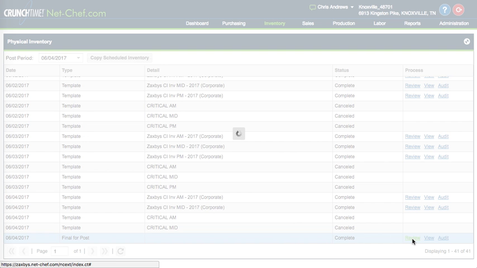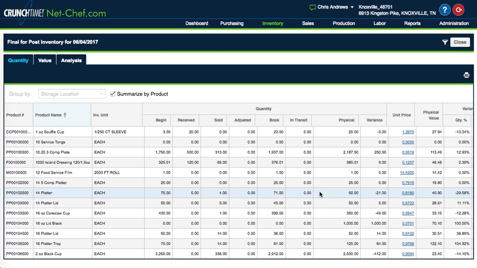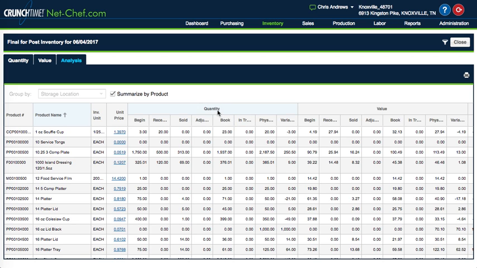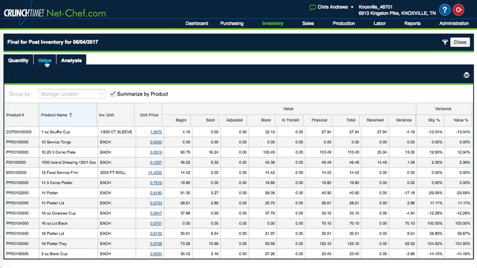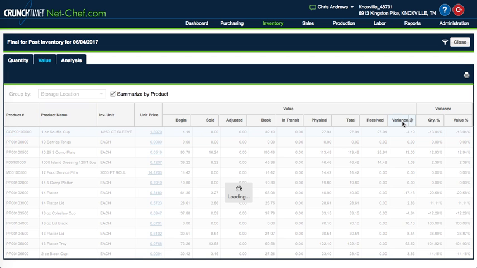click on this review button. So when I click on review, it brings up quantity, value, and analysis. And all analysis is where they put both quantity and value on the same page. We're going to start off by talking about value because I think that is the easiest way to look at things, in my opinion. So when I've clicked on review of my final inventory and I click on the value page, I can sort by variance value over here.